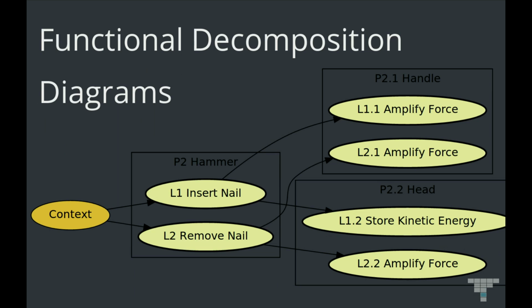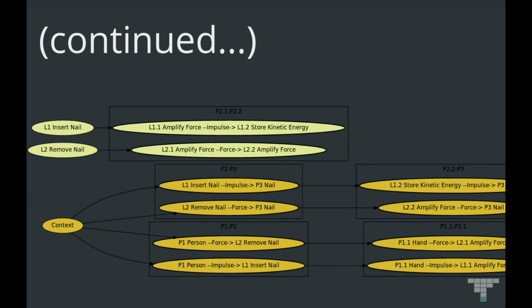On the functional decomposition diagram, we can see the insert nail breaks down onto amplify force and store kinetic energy, whereas remove nail breaks down onto two amplify force functions. The interfaces also break down. Here's a bonus round. Type.